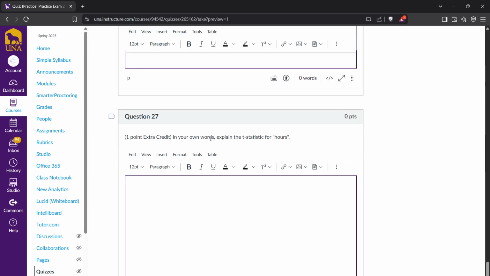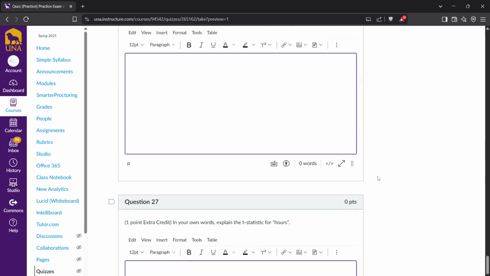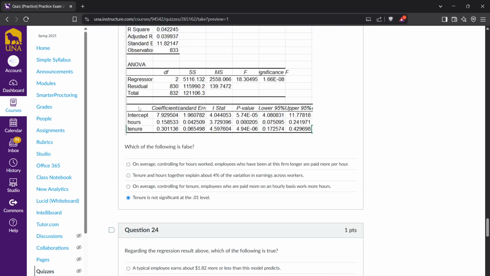In your own words, explain the t-statistic for hours. Oh, t-statistics are easy. T-statistic for hours, right here. This t-statistic says this estimated coefficient is 3.73 standard errors above 0. That's exactly what it says. And that would be a perfectly valid answer by itself right there.